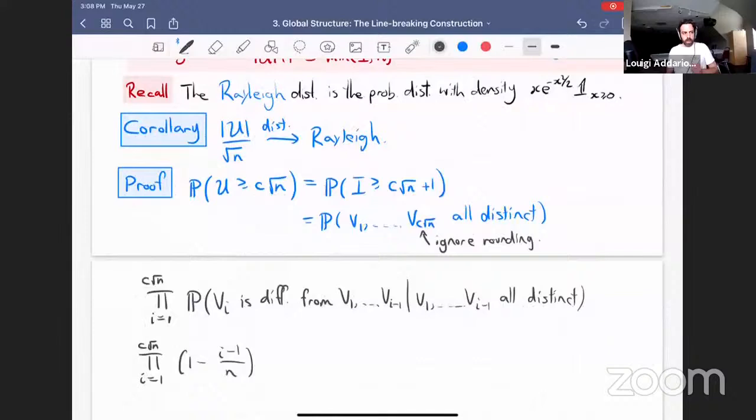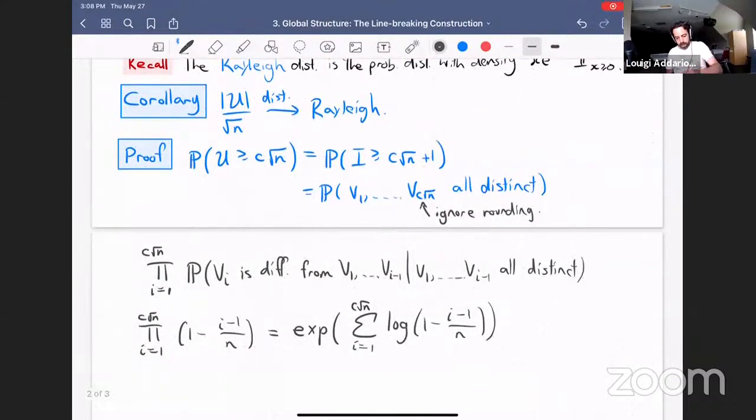Okay. And now if I simply write this product as e to the sum of logs, then here I have the log of 1 minus (i minus 1) over n.